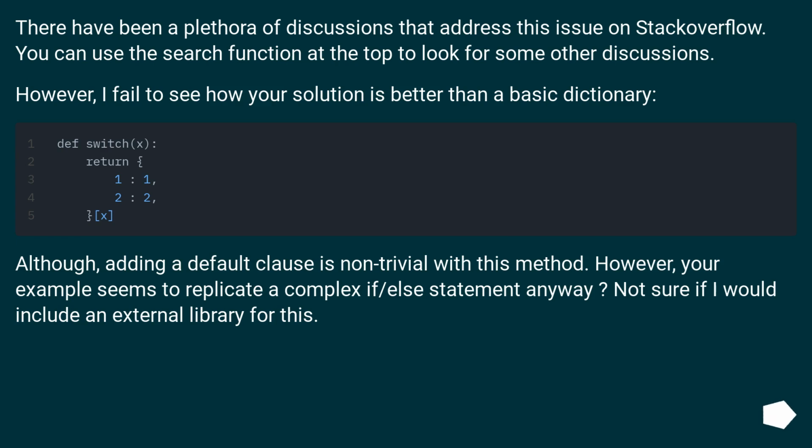There have been a plethora of discussions that address this issue on Stack Overflow. You can use the search function at the top to look for some other discussions. However, I failed to see how your solution is better than a basic dictionary. Although, adding a default clause is non-trivial with this method. However, your example seems to replicate a complex if/else statement anyway. Not sure if I would include an external library for this.